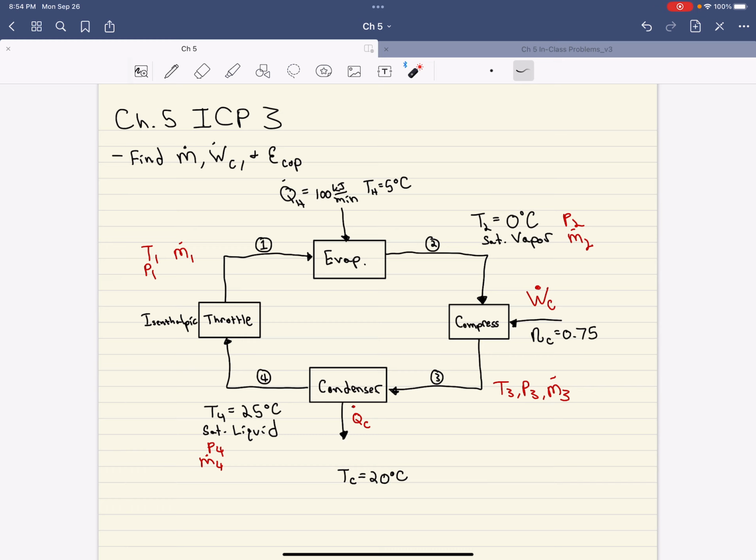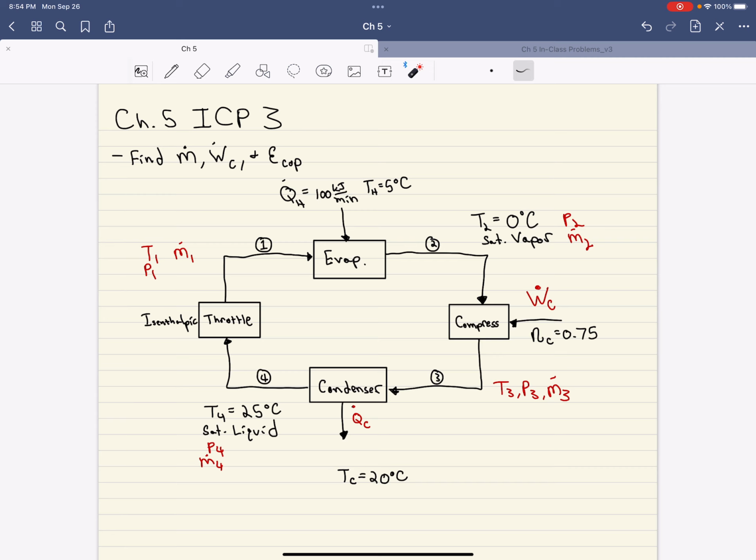It goes into this condenser, has heat removed, and comes out as a saturated liquid at 25 degrees Celsius, which is what the problem statement tells us. We also don't know the pressure here or the mass flow rate. After it comes out of the condenser, it goes through a throttle valve where the pressure is decreased, and it ends up back in state 1. Once again, in this evaporator, it's going to receive 100 kilojoules per minute of heat that comes from the contents inside the refrigerator. That's the sketch of the refrigeration cycle.